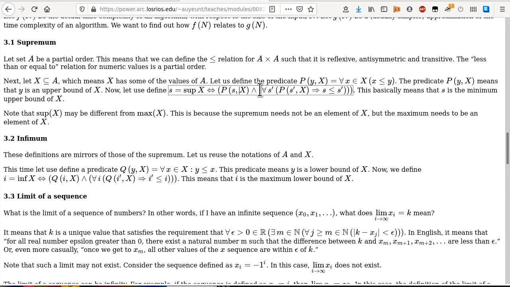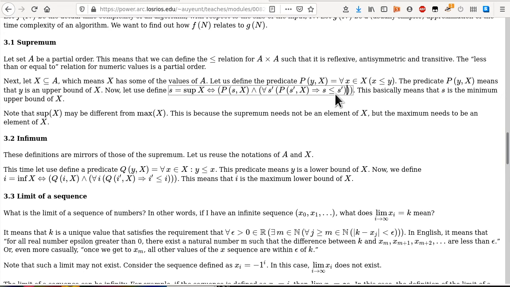What about the other part of this? The other part is saying: for every s' such that P(s', X) is also true, we better make sure that s is less than or equal to s'. If you're not used to quantifiers and mathematical notation like this, it is a very obscure way of saying that s, not s', is the smallest value that meets the requirement of being an upper bound of X.